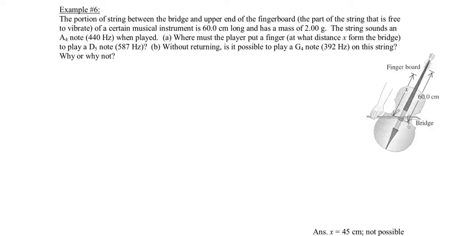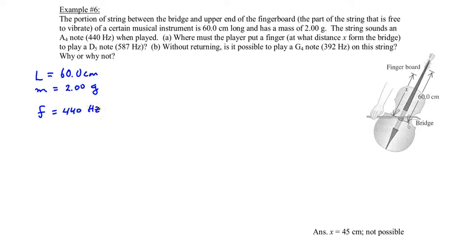Example 6, we have a string instrument now. There's a bridge right here, and someone is plucking this string, and this string is vibrating into a standing wave. Now, we're told that the musical instrument is 60 centimeters long, so this is the length of the total string, 60 centimeters, and the mass of that length of string is 2.00 grams. And the string sounds an A4 note, or 440 hertz, so the frequency is 440 hertz when it's played.